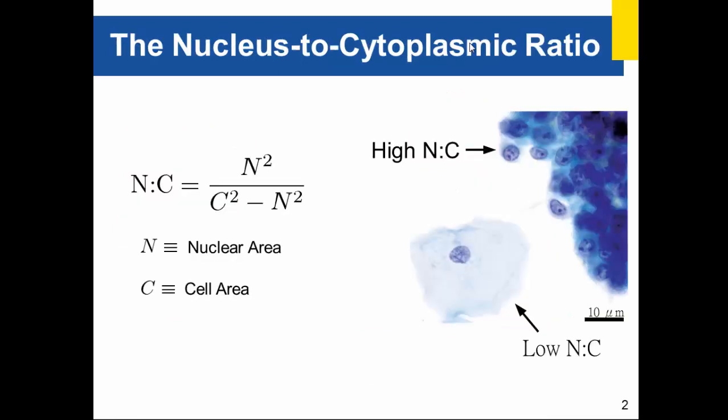So calculation of the Nucleus-to-Cytoplasmic Ratio is very simple. Simply it's by calculating the cross-sectional area of the nucleus and the cross-sectional area of the cancer cell. However, to do this, we need to be able to size and detect the nucleus and also the size of the cell. So, for example, here you can see a cancer cell with a very high Nucleus-to-Cytoplasmic Ratio and a normal cell with a very low Nucleus-to-Cytoplasmic Ratio.